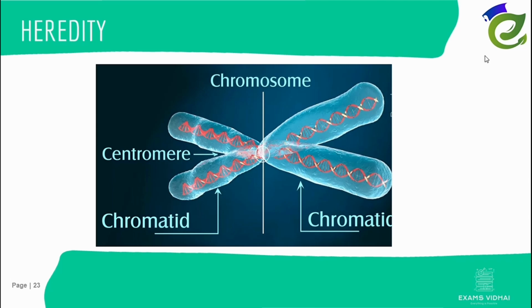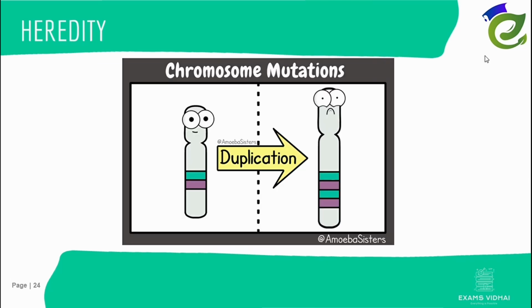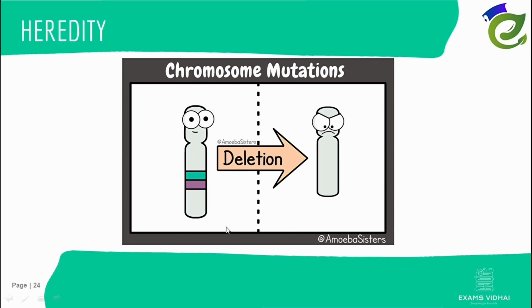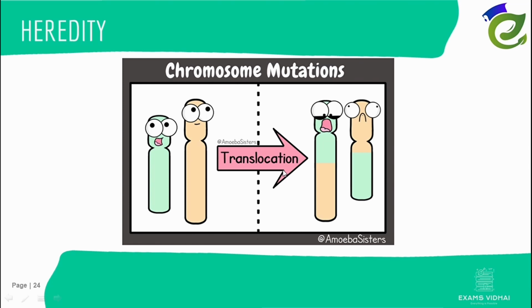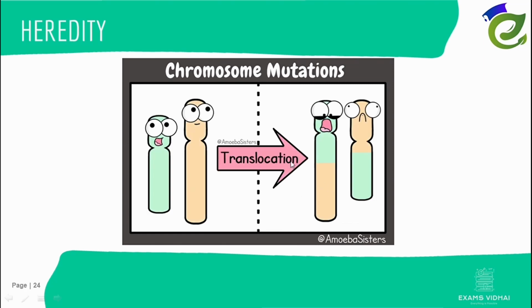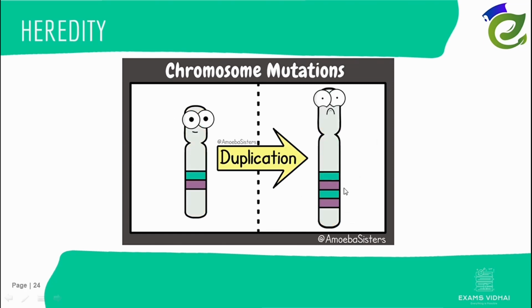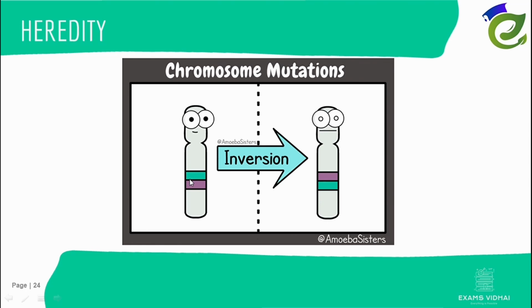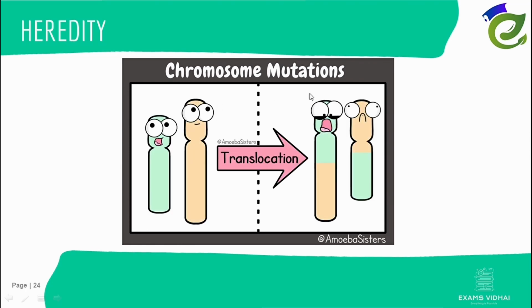The next topic we are going to study is mutations. Check out this: deletion, inversion, translocation, and duplication. So in deletion it's deleted, in inversion it's inverted, in translocation it's translocated, and duplicated here for duplication. So these are the chromosome mutations.